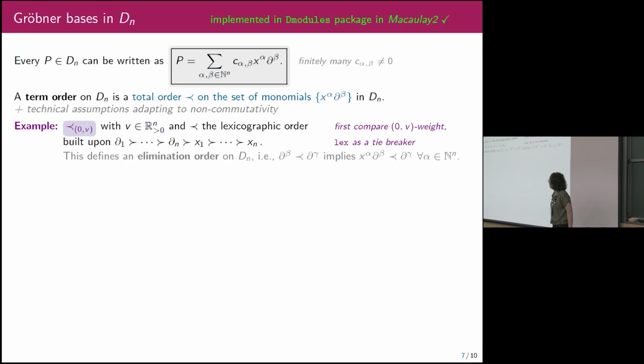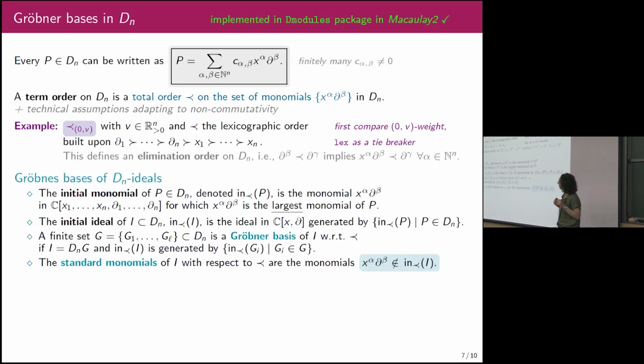An example that we'll use later is of the following form. Let's say we choose a positive vector v, and this is the weight we put on the partials. And we first compare the weight of a monomial. So we put weight 0 on the x variables, weight v on the d's. And in case the weights of two monomials coincide, we use the lexicographic order as a tiebreaker to decide which of them is larger. And this defines an elimination order on the Weil algebra, which means that if we multiply by a power of x, this will not have an impact on the order relation between monomials in the d's.